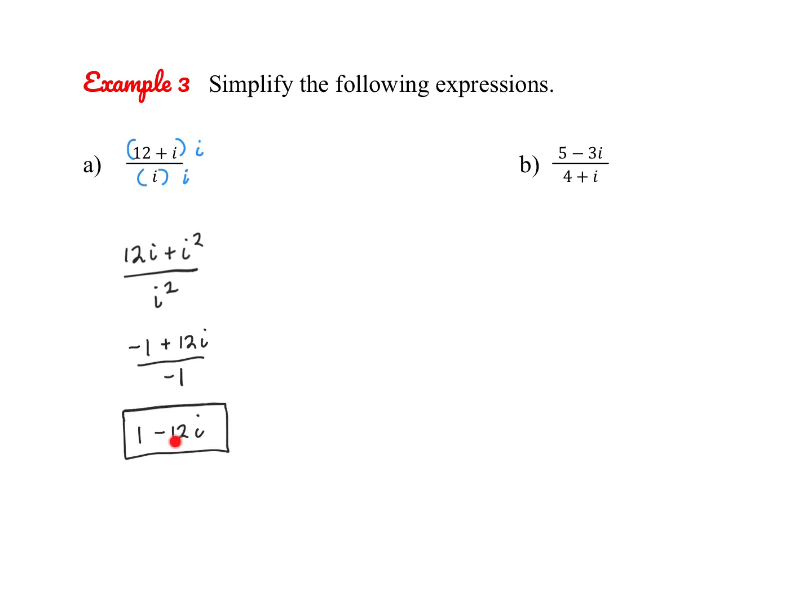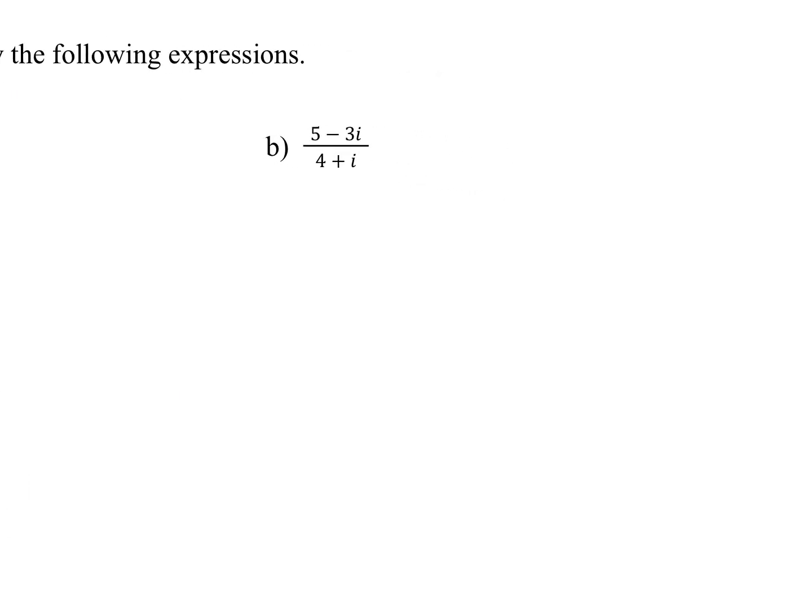And now this is simplified. Now for part B over here, we need to multiply by the complex conjugate to help us. And we're only going to multiply by the complex conjugate of the denominator. So we're going to multiply the numerator and denominator by 4 minus i, which is the complex conjugate. So in the numerator, we need to multiply that out. We're left with 20, and then here we have minus 5i minus 12i, so that's minus 17i, and then we have plus 3i squared. We'll simplify that in just a moment.